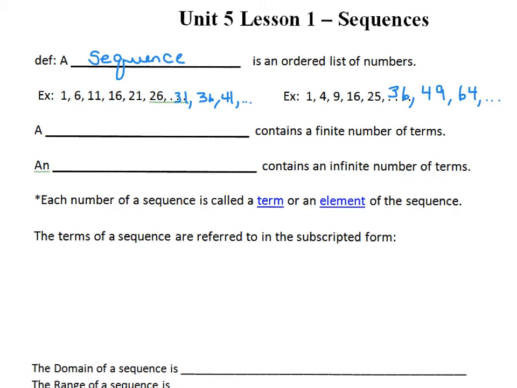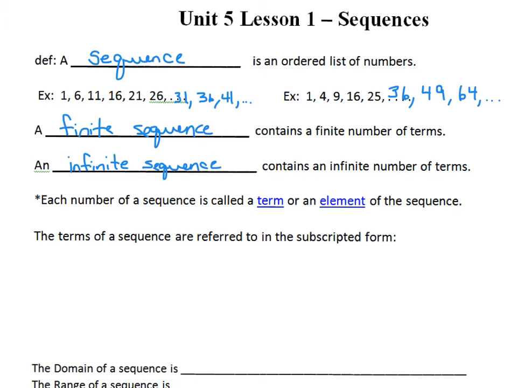Now, if the sequence comes to an end, then it is called a finite sequence. So a finite sequence contains a finite number of terms. So it stops. However, we also are going to have examples of what we call infinite sequences. So an infinite sequence is going to be one in which there are an infinite number of terms. So there's no stop to that pattern. It just keeps going.